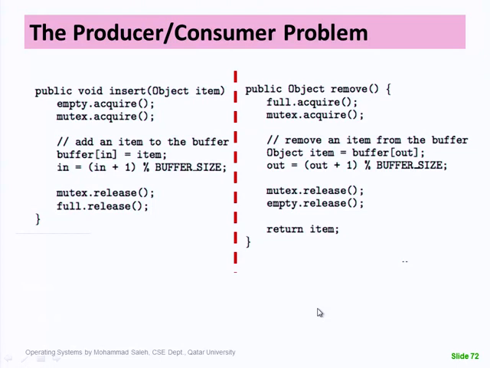On the other hand, similarly for the remove, we have full.remove, and we have mutex.acquire. So first we check whether there are items for the consumer to consume, and then we get hold of the bounded buffer, then the actual removal. And then after that, releasing the lock on the bounded buffer by saying mutex.release, and then releasing a resource.